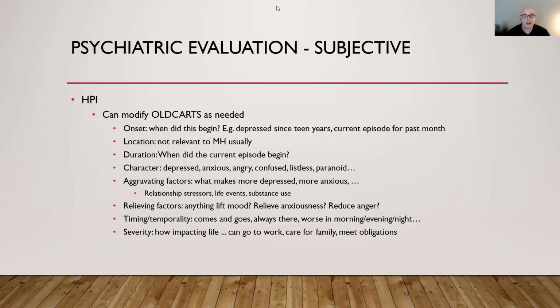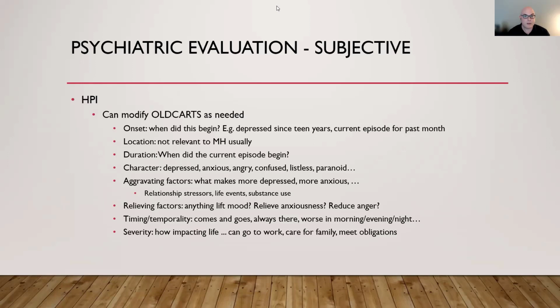So again, the HPI, the old CARTS, or whatever mnemonic you use, or whatever approach you use, there's the PQRSTU. There's several to use, but remember, this is your symptom analysis, and this is giving you a detailed picture of the chief complaint symptom. And I want to start at this point to start drawing a thread for you that you've probably already experienced in SOAP notes. The SOAP note, each part follows from the other.